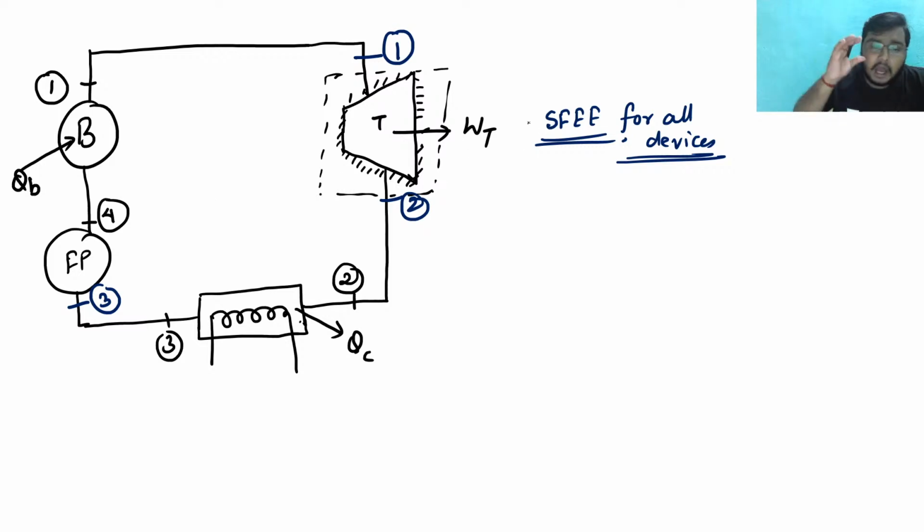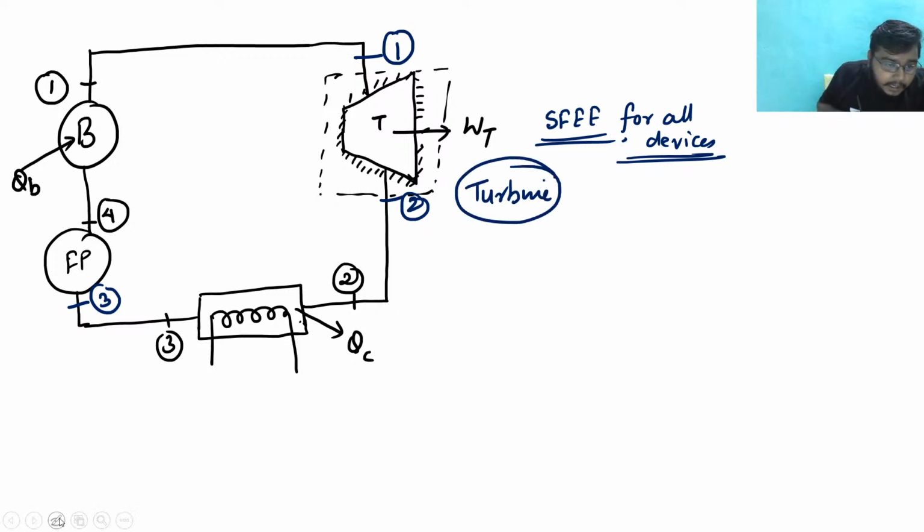So this is the thing. Now you have to understand these things. Okay sir, up to here I have told you everything. Now our aim is to analyze the steady flow energy equation for the devices. First device I am taking is the turbine. For a turbine, what would be the steady flow energy equation?